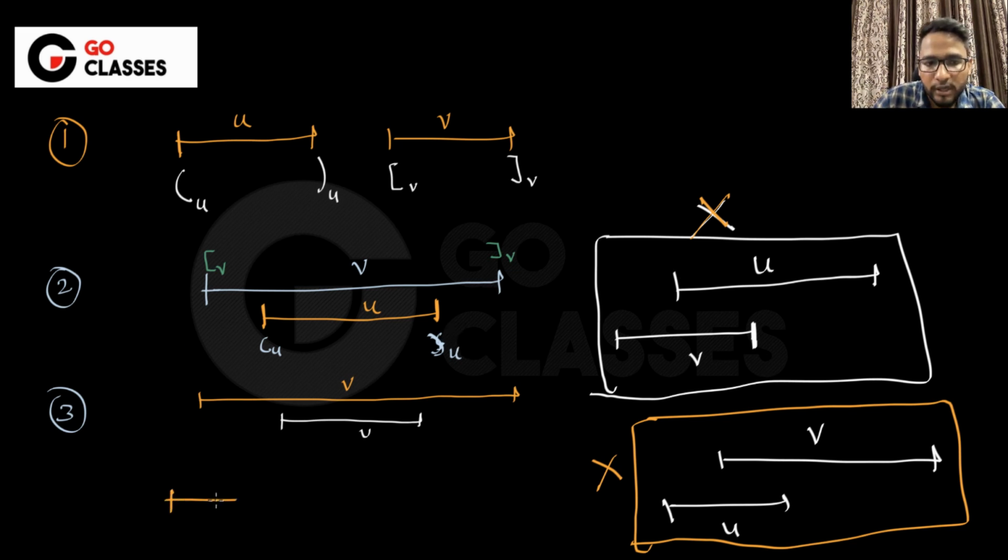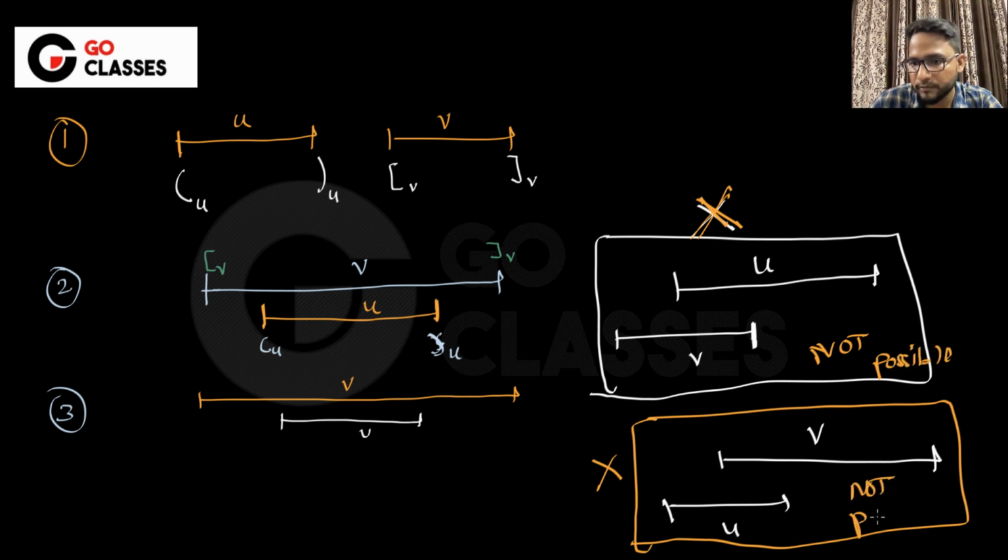Similarly, if I ask you, is this possible? Then obviously this is possible. In fact, this is just a first case. So these kind of intervals are possible. These three intervals, these kind of intervals are not possible. Not possible. So let me write not possible. Similarly, it is also not possible.